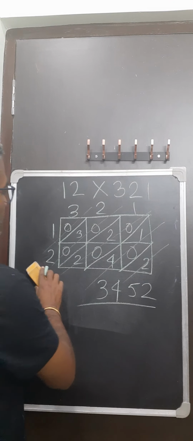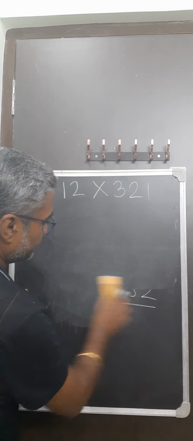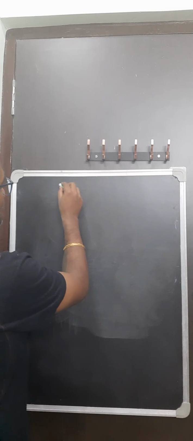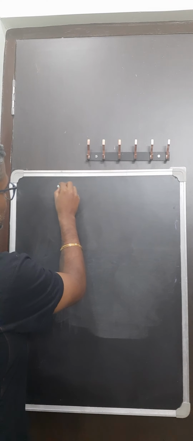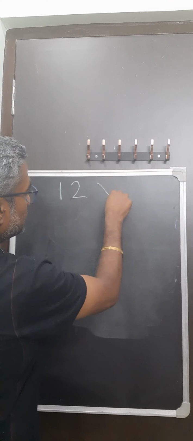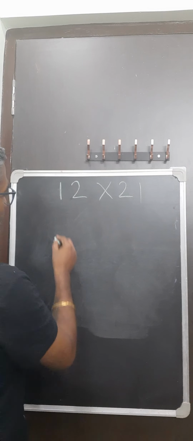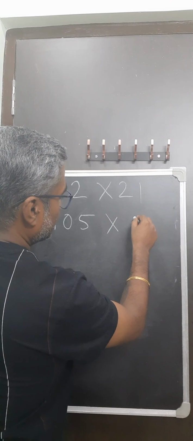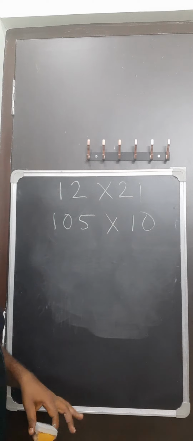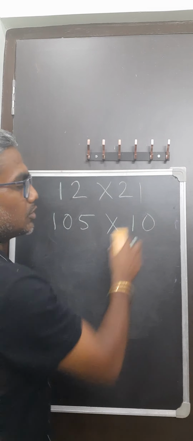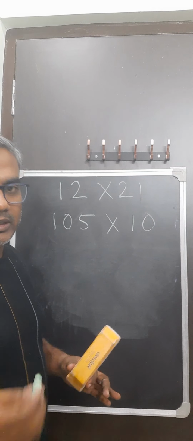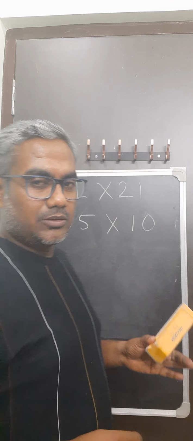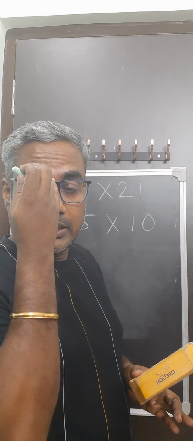Understood? So I will leave here with some more sums for you so that you can practice at home. For you I am giving an easier sum. You can go with 12 into 21, and the second one, 105 cross, let's say 10. So these are the two sums you can practice at home, or if you wish you can take your own example and practice more at home, so that it will be easier and you can grasp it faster to use it in your daily life, daily mathematics.